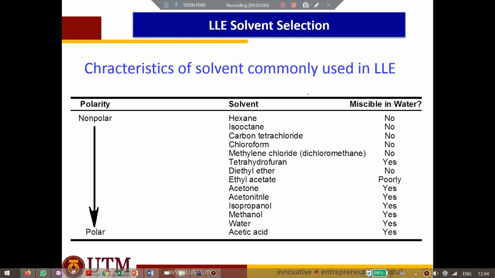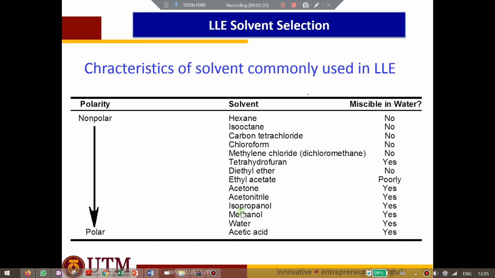But again, another factor to choose your solvent depends on the capability of your instrument. For example, we have already learned in HPLC, if you use reverse phase HPLC, you will use a non-polar column. If you use the non-polar column, you cannot use a non-polar solvent. So you cannot use hexane as the solvent extraction. So you need to use a polar solvent as the solvent extraction.